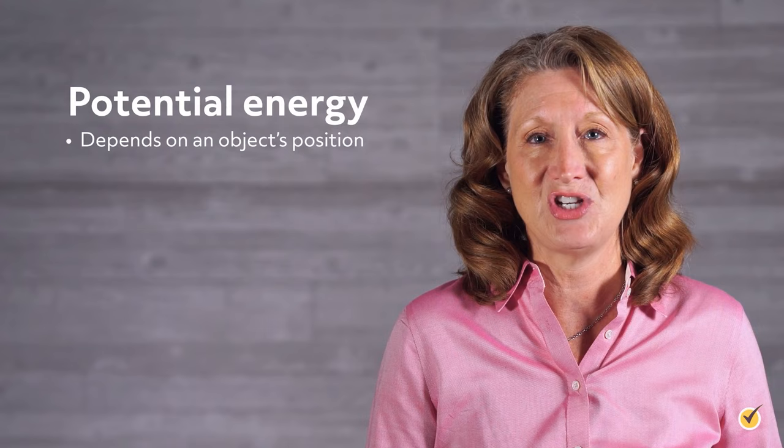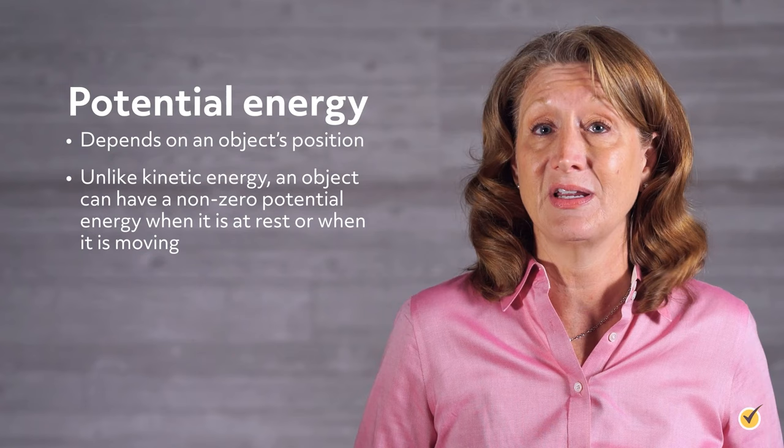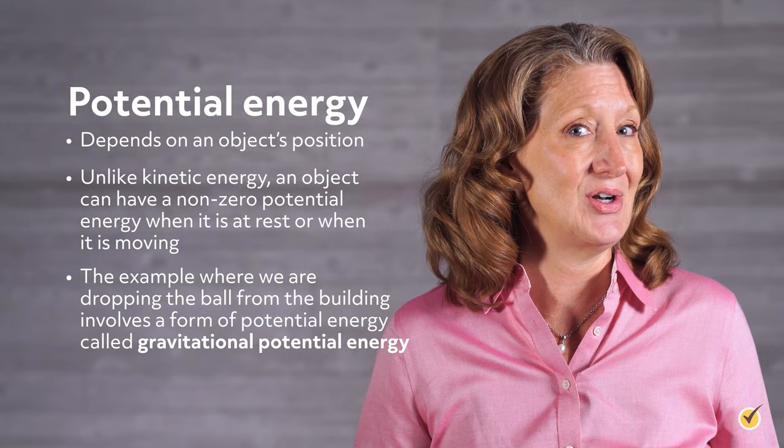Potential energy depends on an object's position. Unlike kinetic energy, an object can have a non-zero potential energy when it is at rest or when it is moving. The example where we are dropping the ball from the building involves a form of potential energy called gravitational potential energy. As you might imagine, the name comes from the fact that we are dealing with the gravitational force.